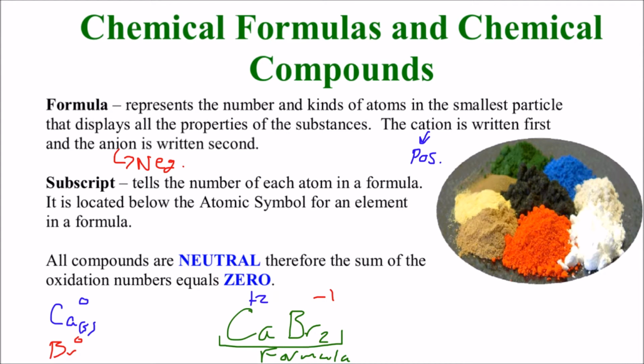There is an understood 1 right here. Okay? We don't have to write that. In fact, you're not supposed to write it. Okay? The simple fact that we wrote Ca tells us that there has to be at least 1 calcium there. If there were more than 1, then we would write that number. But if there's just 1 of something, you don't have to put a 1 subscript. But it is there. You just don't have to write it.